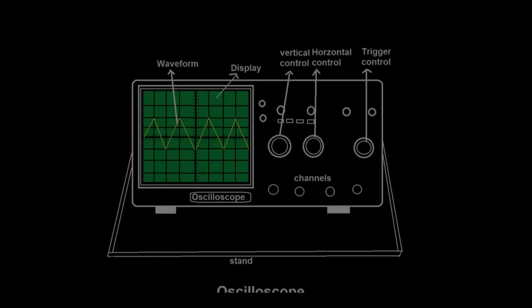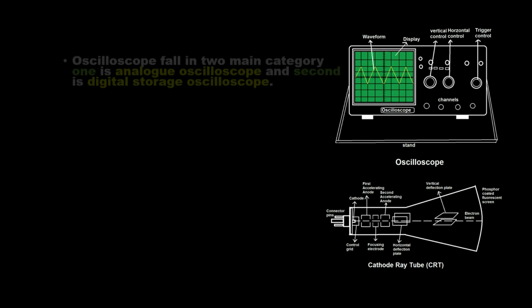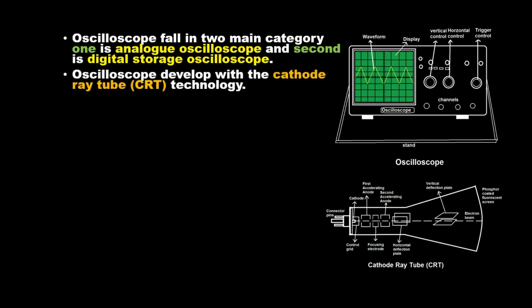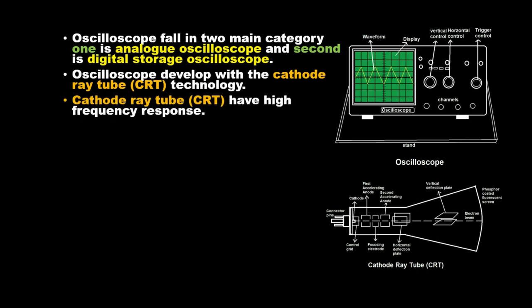Oscilloscope. This is the oscilloscope. Oscilloscopes fall into two main categories: one is the analog oscilloscope and the second is the digital storage oscilloscope. Oscilloscopes were developed with cathode ray tube, CRT, technology. The cathode ray tube has a high frequency response.